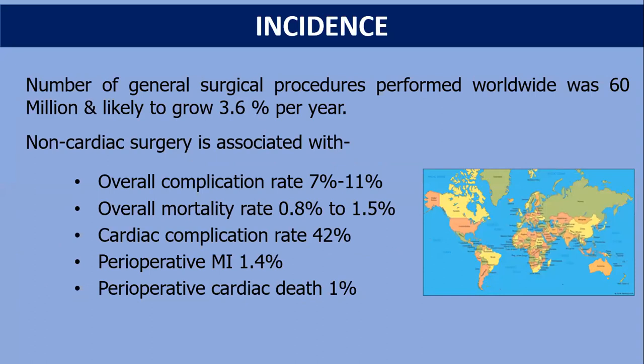And what is the magnitude of the problem worldwide? In 2018, the number of general surgical procedures performed worldwide was about 60 million. It is likely to grow 3.6% per year. Non-cardiac surgery is associated with an overall complication rate of about 7 to 11%, an overall mortality rate as high as 1.5%, and a cardiac complication rate of about 42%. Perioperative MI incidence is 1.4%, and cardiac death may be as high as 1%, which is more than 50% of the overall mortality of 1.5%. So the magnitude of the problem is very high.